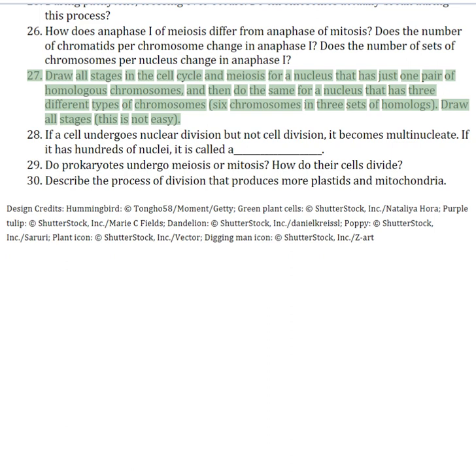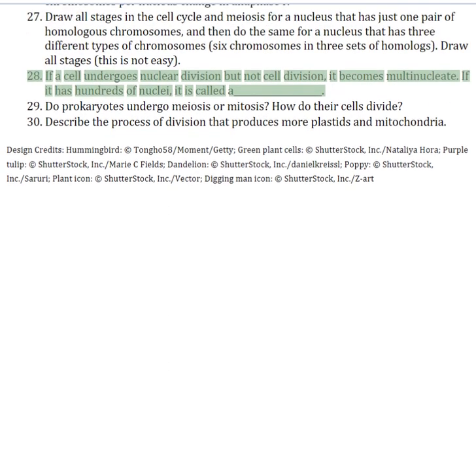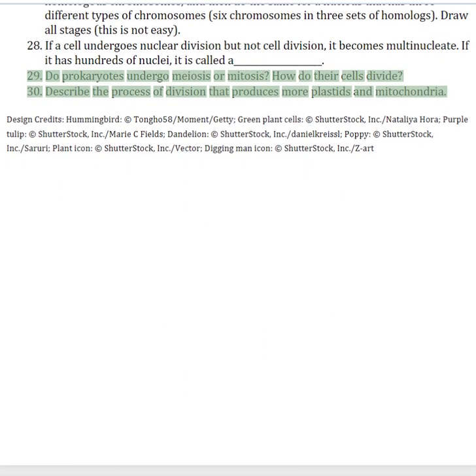27. Draw all stages in the cell cycle and meiosis for a nucleus that has just one pair of homologous chromosomes, and then do the same for a nucleus that has 3 different types of chromosomes. Draw all stages. 28. If a cell undergoes nuclear division but not cell division, it becomes multinucleate. If it has hundreds of nuclei, it is called a what? 29. Do prokaryotes undergo meiosis or mitosis? How do their cells divide? 30. Describe the process of division that produces more plastids and mitochondria.